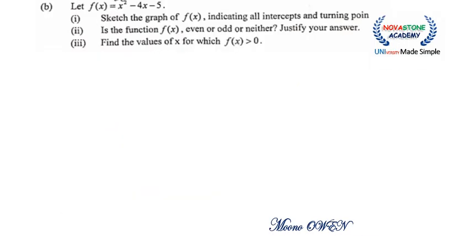Okay, so let's go to the next question. So we've been told to let f of x is equals to x squared minus 4x minus 5. Then we're told to sketch the graph of f of x. We're told to indicate all intercepts and turning points. Then question number 2, we're asked, is the function f of x even or odd or neither? Justify your answer. Then 3, we're told to find the values of x for which f of x is greater than 0. Okay, so let's just do that.